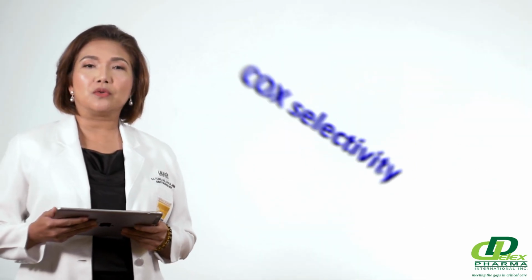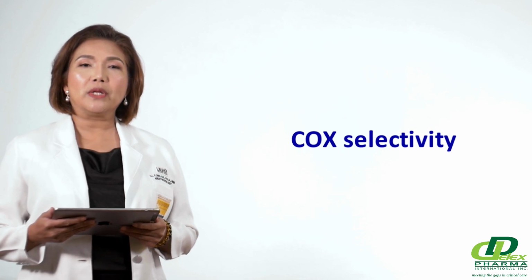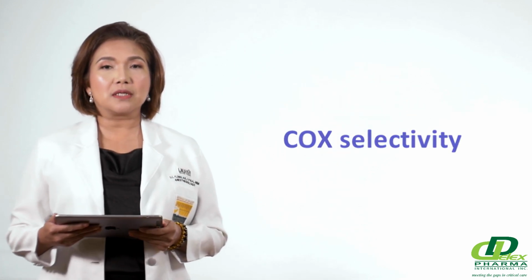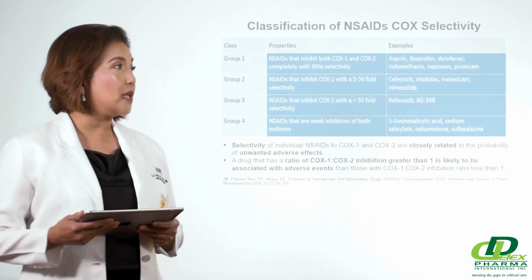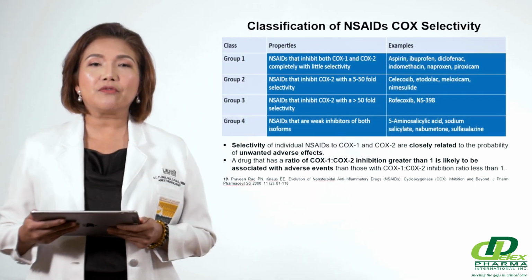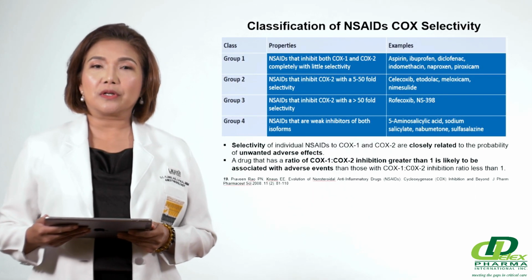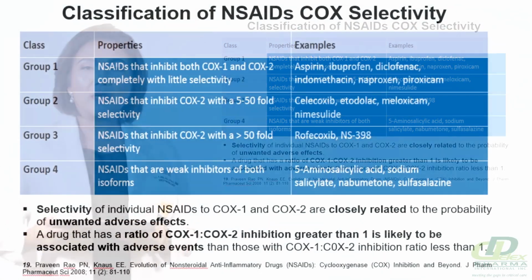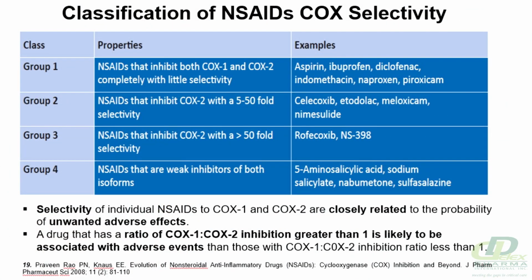Several studies have shown that there may be a window of safety in the use of these drugs, and this lies on COX selectivity. Here is a classification of NSAIDs based on their COX selectivity. Group 1 are NSAIDs that inhibit COX-1 and COX-2 completely with less than 5-fold selectivity on COX-2, and this includes ibuprofen. Group 2 are NSAIDs that inhibit COX-2 with a 5 to 50-fold selectivity like celecoxib.